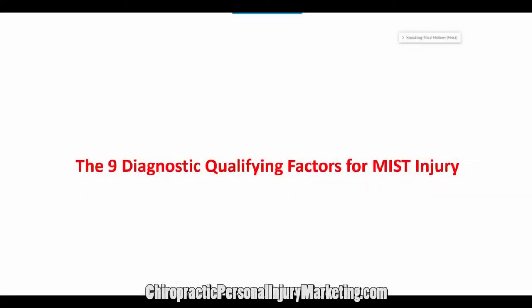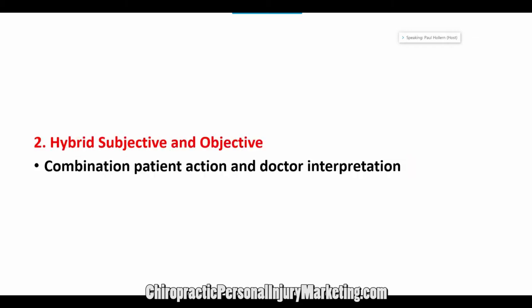So remember, when we're dealing with diagnostic tests in personal injury, and especially the minor impact soft tissue injury, we want to pay attention to these 9 diagnostic qualifying factors. And we want to pay attention to them for all personal injury, but especially the minor impact soft tissue injury. Now, the second part is what we call the hybrid subjective and objective findings.